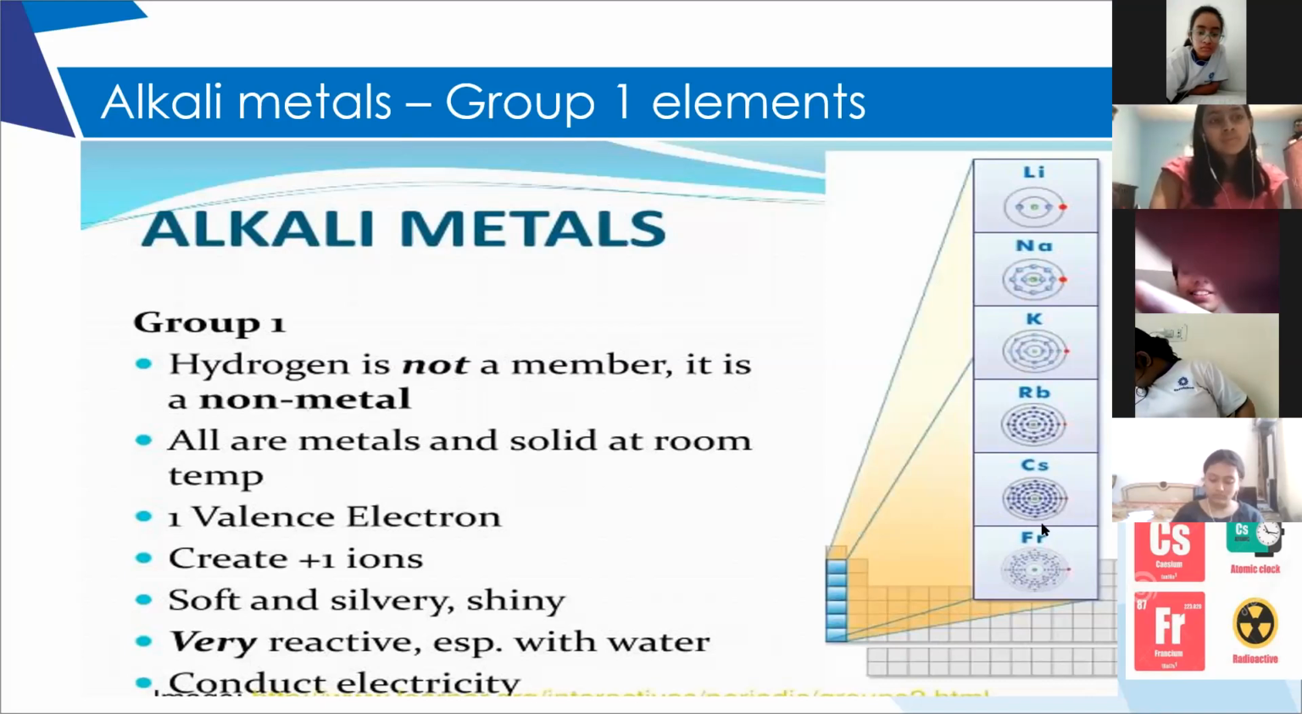Yes. So the first group elements are called alkali metals. They are electropositive in nature. Their valency is 1. They form ionic compounds. Since they form ionic compounds, they easily conduct heat and electricity.